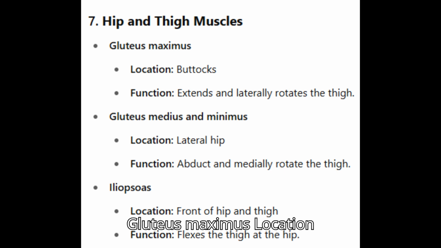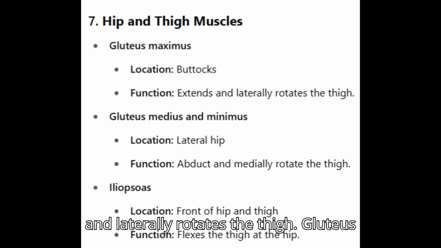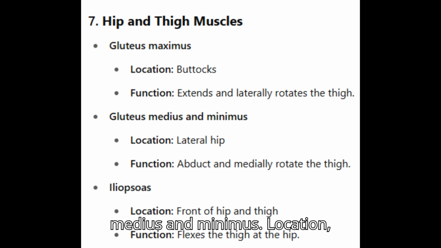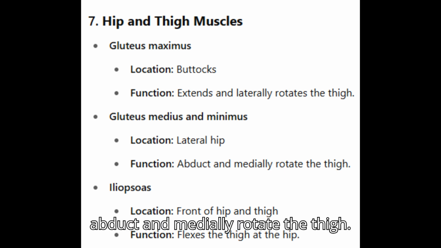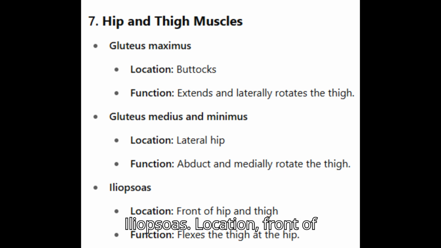Gluteus maximus. Location. Buttocks. Function: extends and laterally rotates the thigh. Gluteus medius and minimus. Location: lateral hip. Function: abduct and medially rotate the thigh. Iliopsoas. Location: front of hip and thigh. Function: flexes the thigh at the hip.